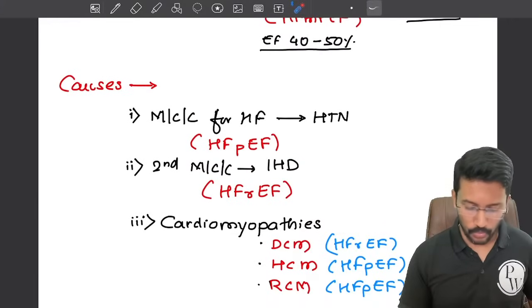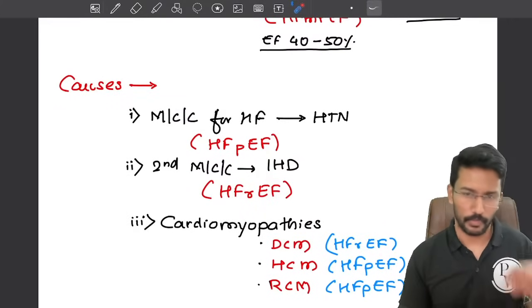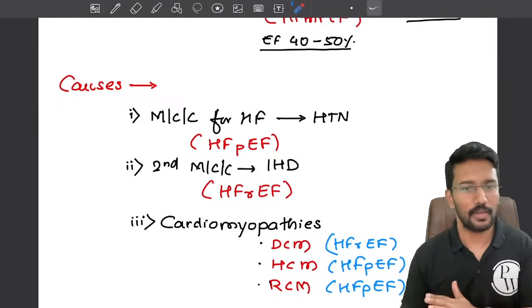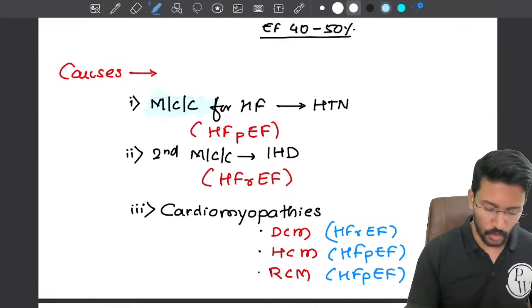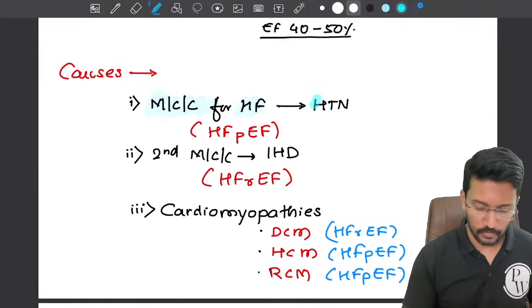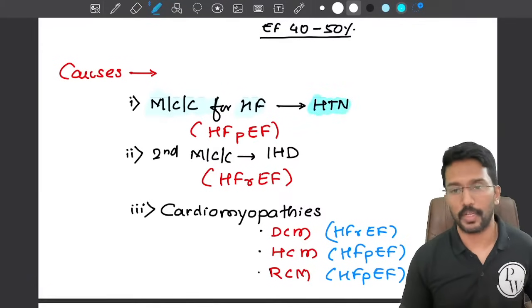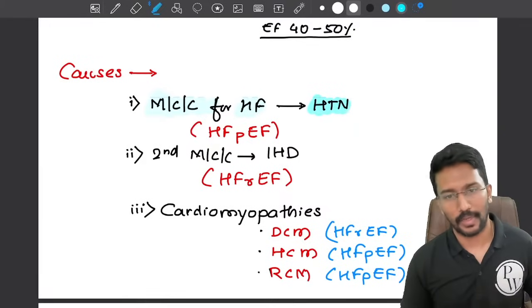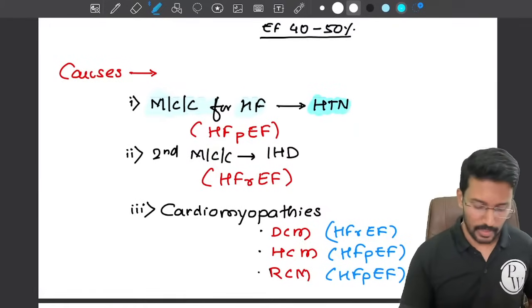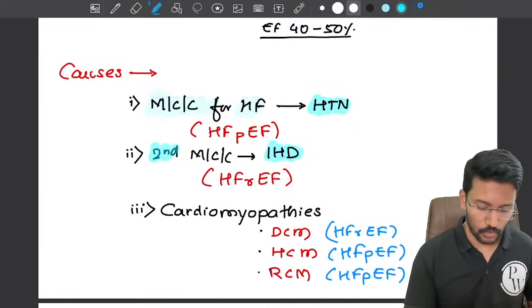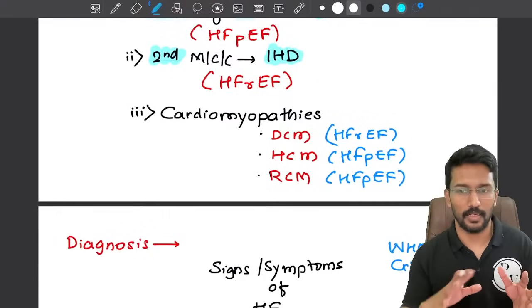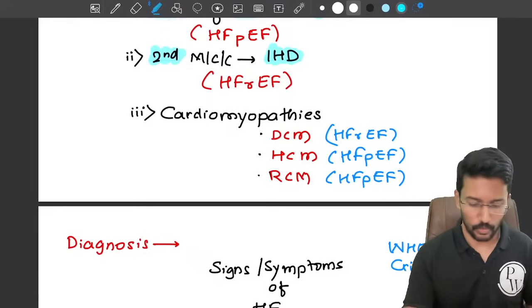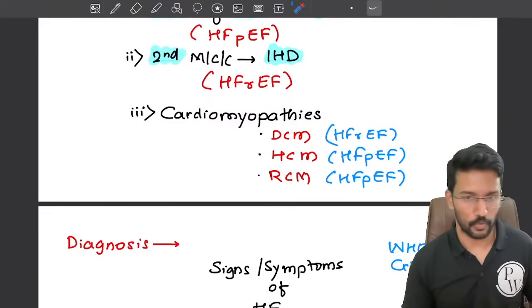Now, before we move on to the diagnosis and management of heart failure, a quick list of causes for heart failure. This is going to be an MCQ. What is the most common cause for heart failure? The most common cause for heart failure is hypertension, right? And apart from that, ischemic heart disease is the second most common cause for heart failure. And then you have cardiomyopathies, basically diseases of the cardiac muscle. They can also cause heart failure.